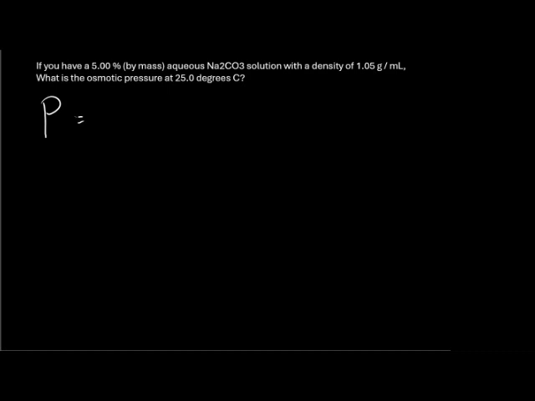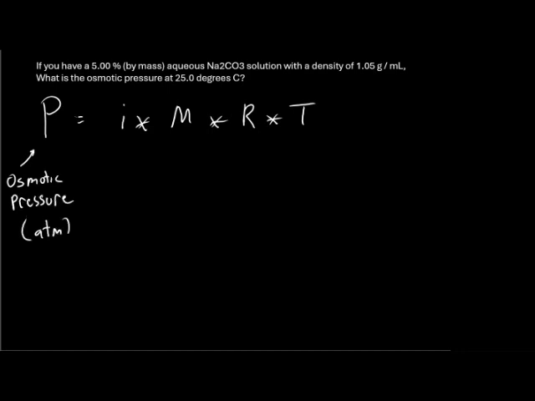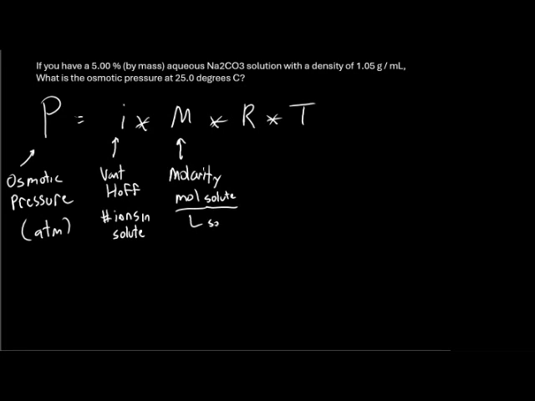The osmotic pressure is equal to I times molarity times R times T. The P stands for osmotic pressure, and in this problem we'll be doing the osmotic pressure in atmospheres, or ATM. The I is the Van't Hoff factor. Think of this as the number of ions that are in the solute. Capital M stands for molarity. This is our moles divided by liters, specifically moles of solute divided by liters of solution.